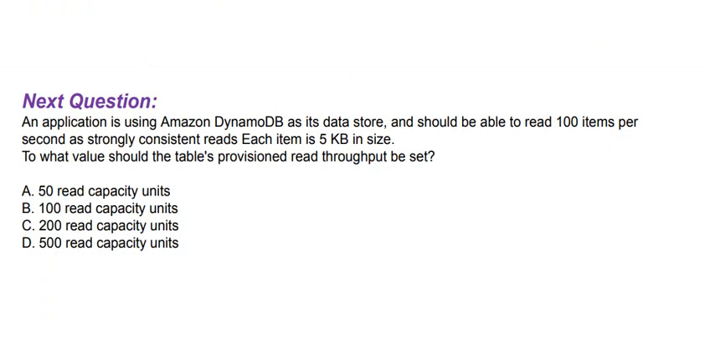Option A, 50 read capacity units. Option B, 100 read capacity units. Option C, 200 read capacity units. And option D, 500 read capacity units. The correct answer is option C.